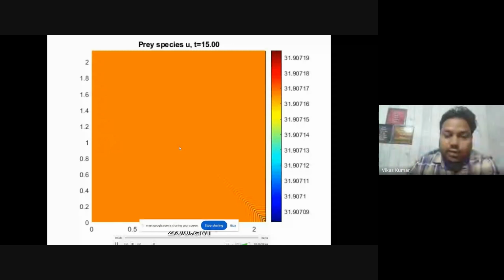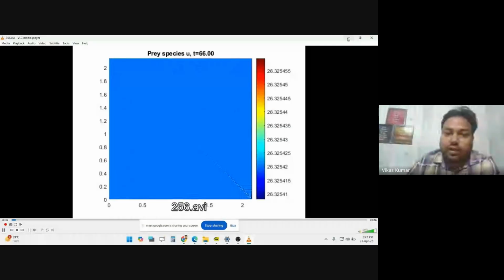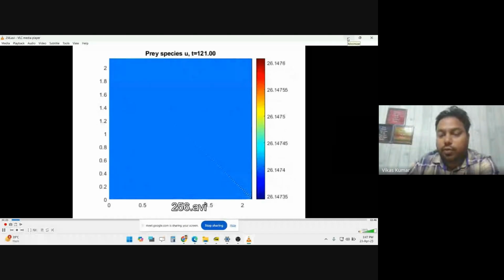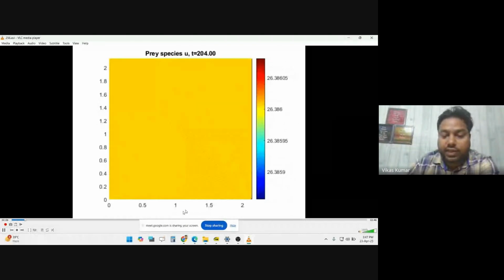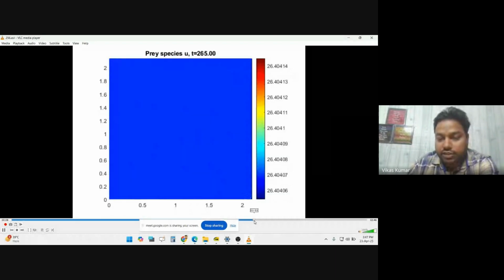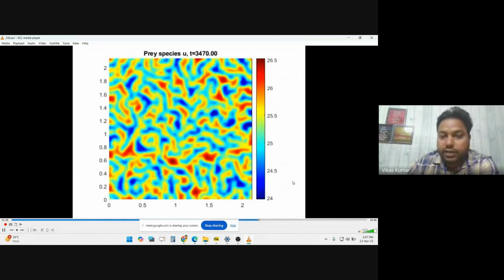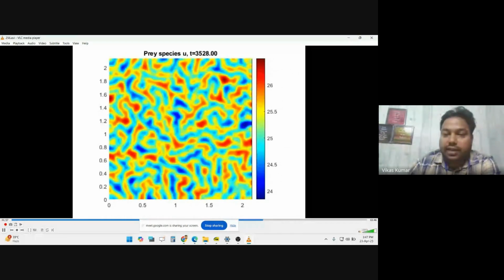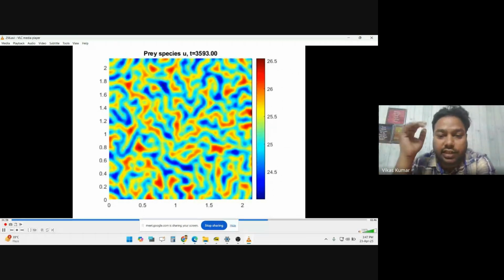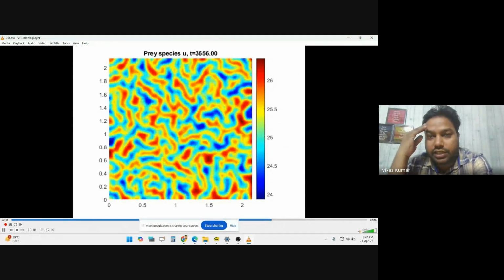Was the stationary patterns because it almost became fixed after some time, but this is a non-stationary pattern because it never stopped. When you increase the time, it always changes their positions, their arrangements. So this is a non-stationary pattern.